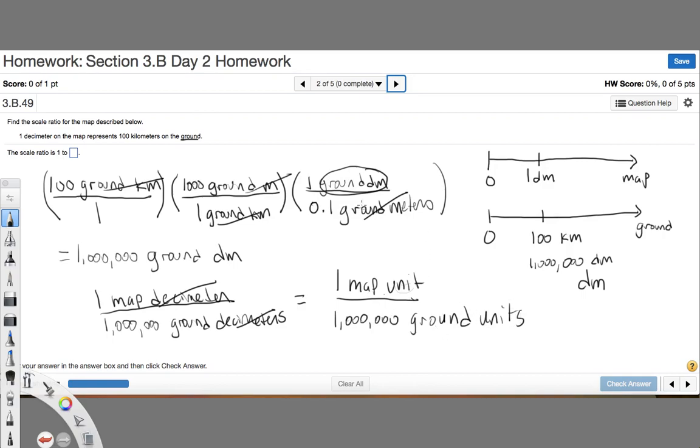I'm hoping that that's helpful. So of course in the answer box you would type 1 to 1 million. It truly is unitless, but I just put these extra phrases here to help clarify that it doesn't matter what the units are as long as they're the same. 1 length of distance on this scale corresponds to 1 million lengths on this scale.